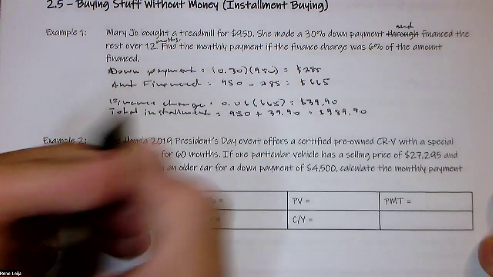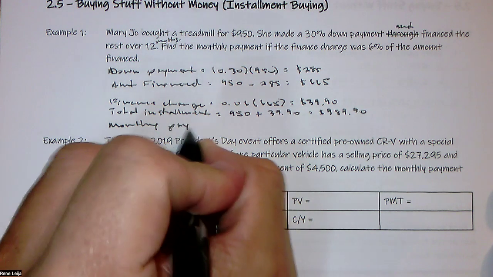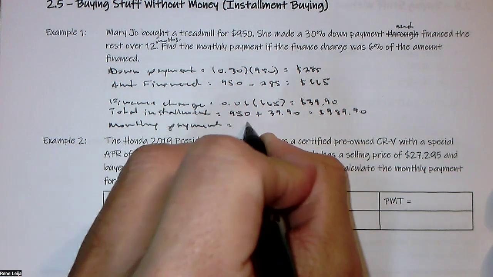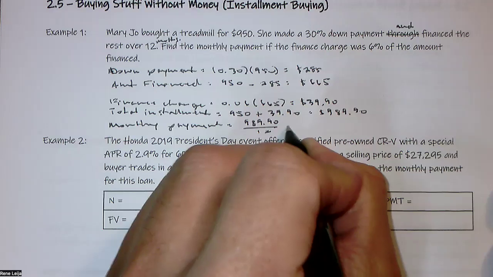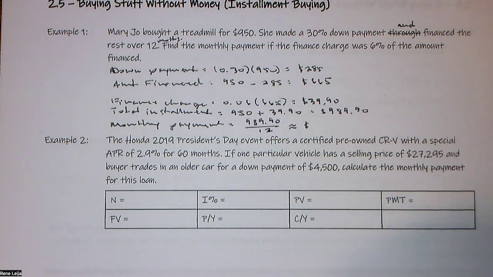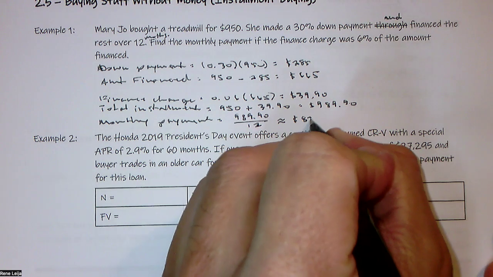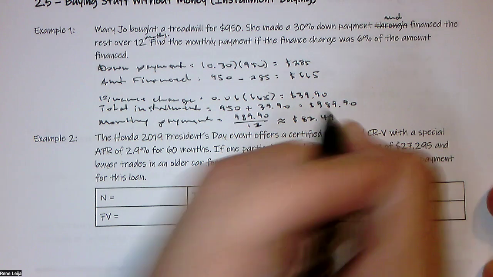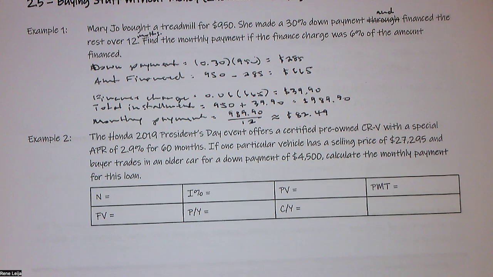So her monthly payment is going to be the 989.90 divided by 12. So 989.90 divided by 12 is approximately $82.49. Okay. That was a lot of little bitty calculation. All right. But that's what she's going to have to pay every month.